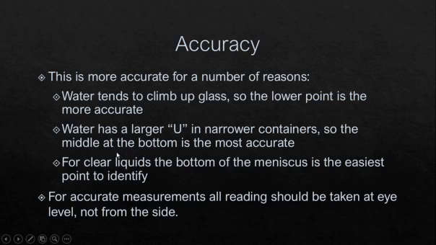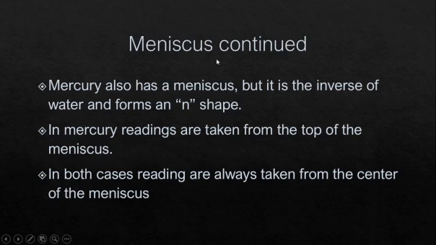So for clear liquids, the bottom of the meniscus is the easiest point to identify because you can see through them and you know exactly where that is. For accurate measurements, all readings should be taken at eye level. So you need to look at it exactly from the side. You should know off by heart by the end of your chemistry course: take all readings from the bottom of the meniscus at eye level. It's very important if you want to be accurate.